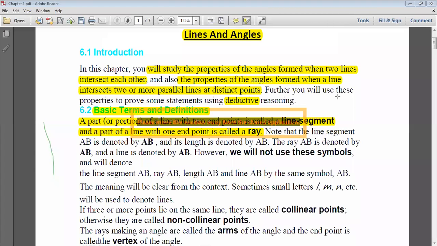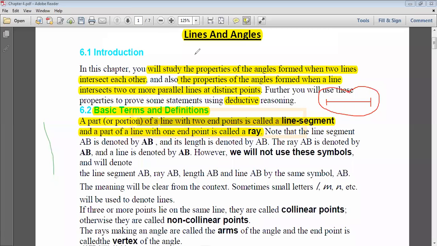See, what do you mean by a line segment? A line segment means it should have a beginning as well as an end. Both the endpoints are marked. In such cases, we call this, which one? Line segment. Yes, it is a line segment.